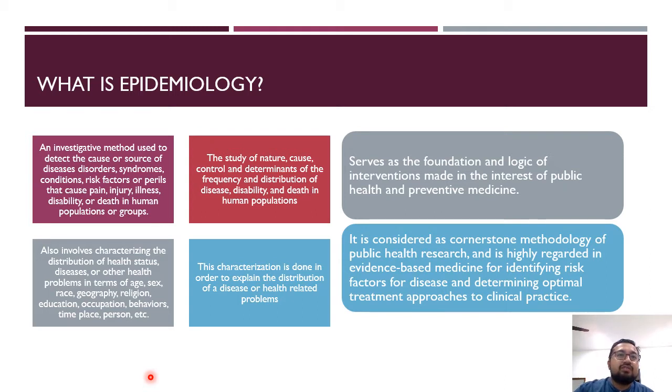So it also involves characterizing the distribution of health status, disease or other health problem in terms of age, sex, race, geography, religion, education, occupation, behavior, time, place and person. So basically daripada risk factor tu kita tahu kalau orang umur tua macam ni dia mudah dapat penyakit macam ni. Kalau lelaki mana perempuan, lelaki lagi mudah dapat macam ni.